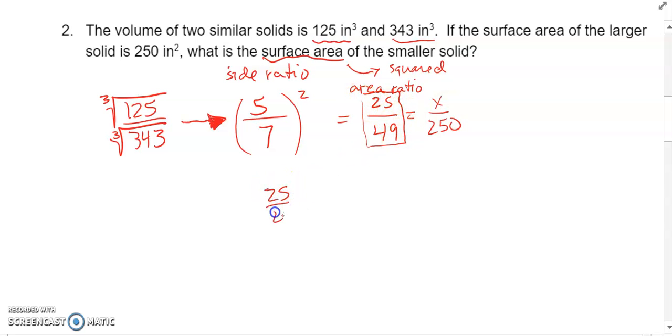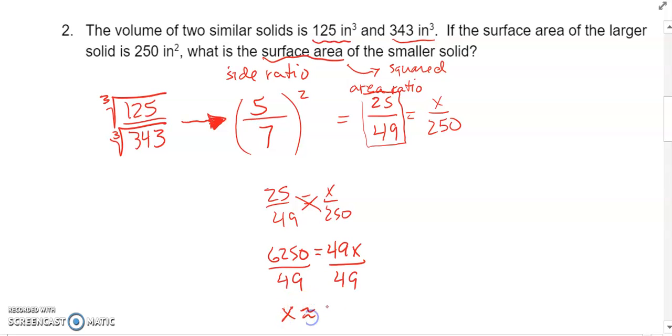Let's just rewrite this down here. Cross multiply this proportion. 25 times 250 is going to be 6250. And that's equal to 49x. Divide by 49. Divide by 49. And I get x equals about, and this is rounded, about 127.6. 127.6, and that's in inches squared, so that would be the surface area of the smaller solid.